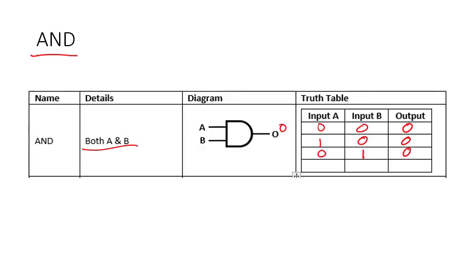And finally, for AND, we can say, well, if we've got A and B both being 1, then we do get something in the output, and we get a 1, so we get 1, 1, 1.